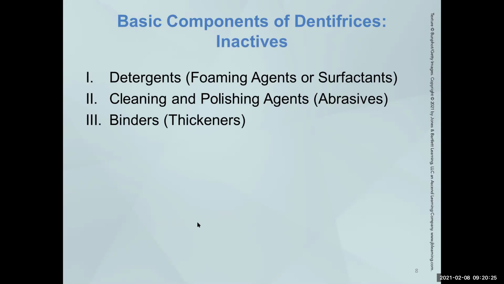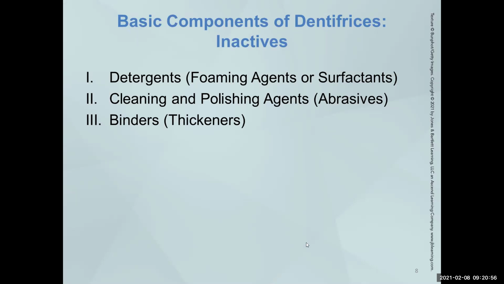You do need to know some of the basic components of toothpaste, of dentifrices. So review that. You've got your detergents, your cleaning and polishing agents, and then your binders or thickeners. If toothpaste didn't have all of this stuff in it, it would dry out very fast and it wouldn't stay a cream or a gel. So detergents are the foaming agents and surfactants.